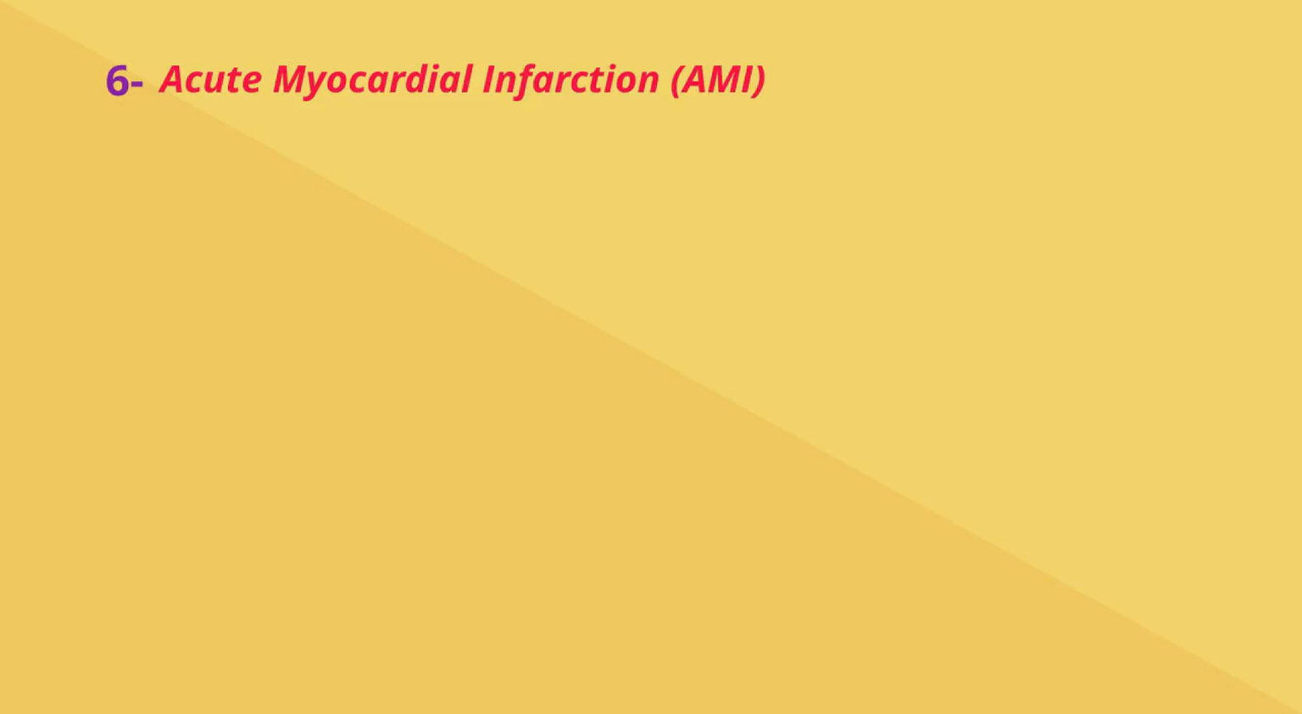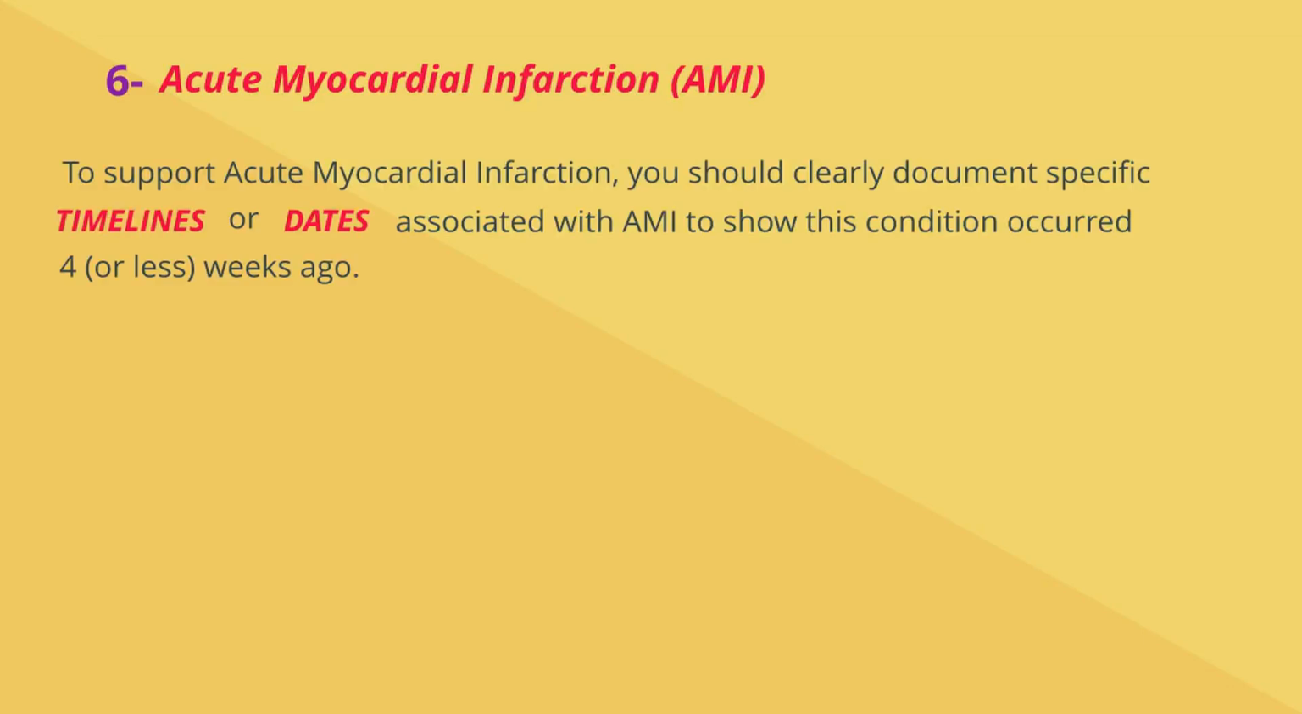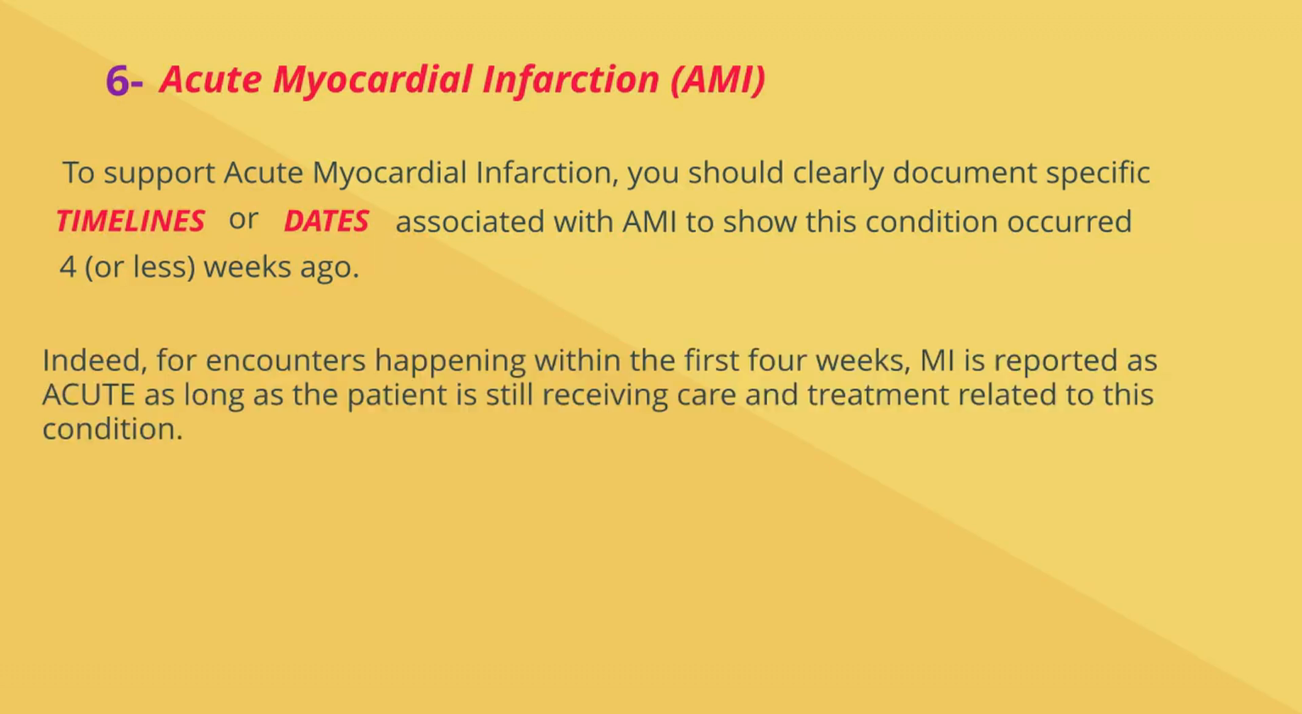infarction in its acute phase, meaning within 4 weeks of occurrence, and encounters for that same myocardial infarction occurring at a later time. Therefore, to support acute myocardial infarction, the physician should clearly document specific timelines or dates associated with the myocardial infarction to indicate whether this condition occurred 4 weeks ago or less. For encounters happening within the first 4 weeks, the myocardial infarction is reported as acute as long as the patient is still receiving care and treatment related to this condition.